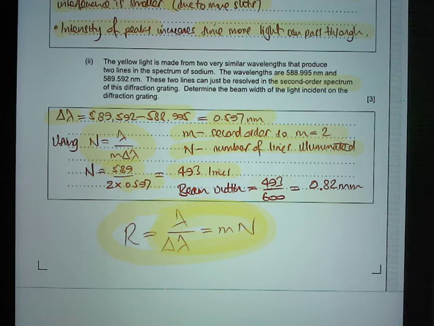Now, you're told that there are 600 lines per millimeter on the diffraction grating, you've got 493 parts of 600, therefore 0.82 millimeters is the beam width.